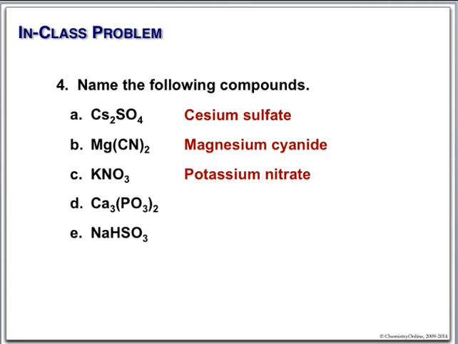The parent here is PO4, that's phosphate. We're missing 1 oxygen, so this is phosphite. And this is calcium phosphite. Na is sodium, SO3 would be sulfite, and we have a hydrogen. 3 words: sodium hydrogen sulfite.